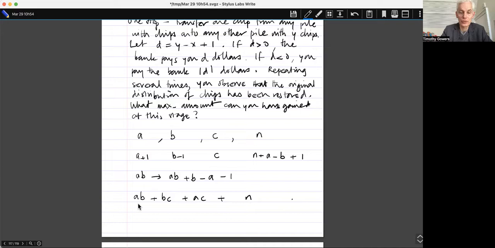And therefore, if you get back to your original A, B, C, then you must get back to the original n, and therefore you've gained precisely nothing. So that was that solution.